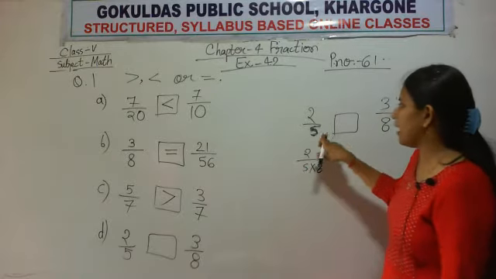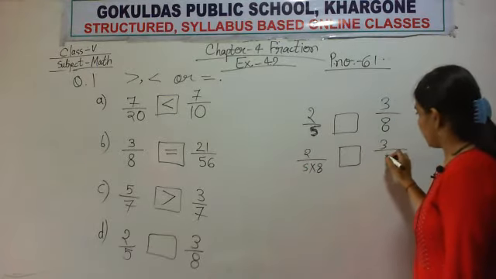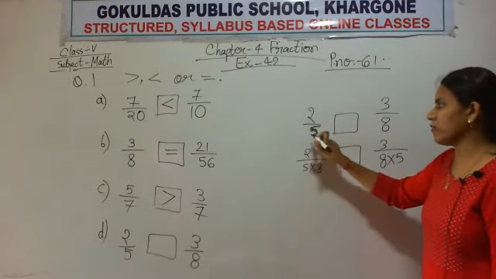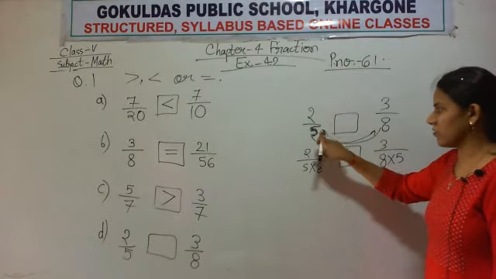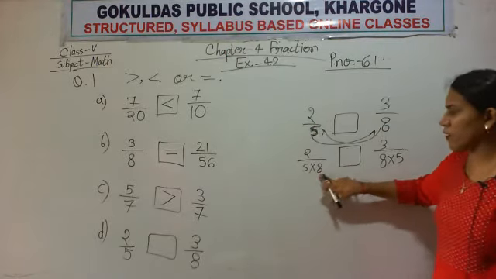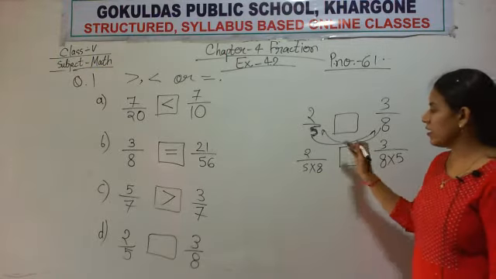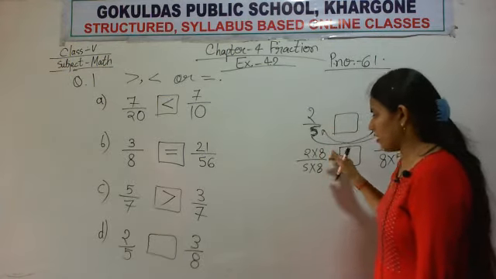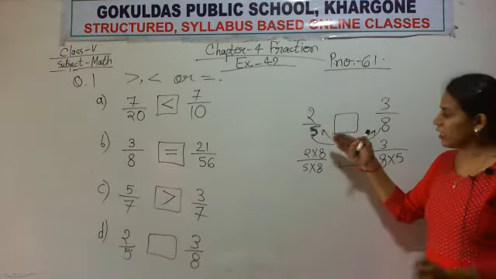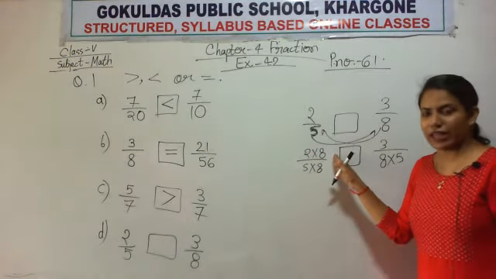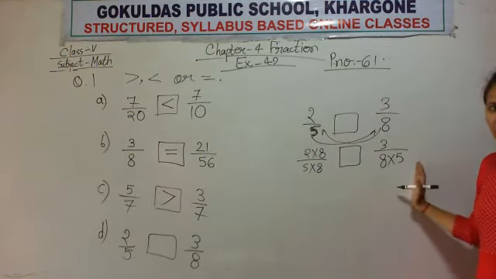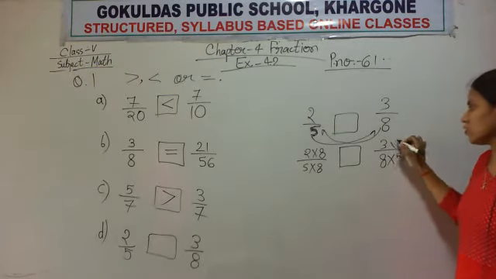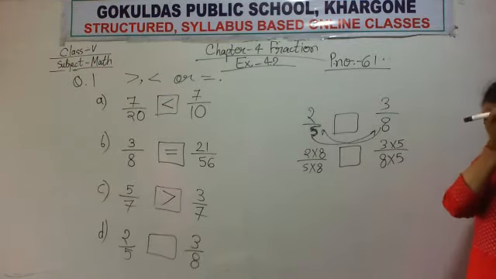I am multiplying by 8 here, and on this side I am multiplying by 5. If I am performing any operation, multiplication or division, on the denominator, then I need to perform the same operation on the numerator. If I am multiplying by 8 in the denominator, then in the numerator I need to multiply by 8. So here I am multiplying by 5 in the denominator, so I will perform the same operation in the numerator. So multiply by 5 in the numerator.